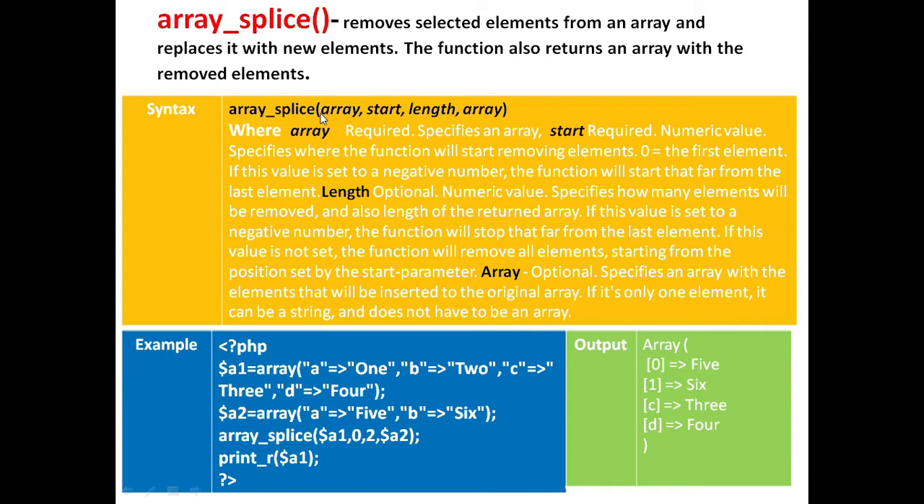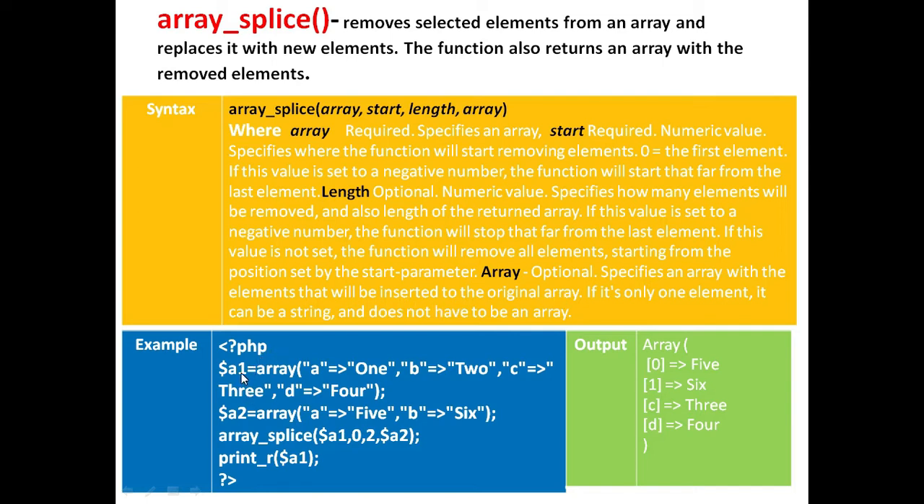General syntax is array splice, array, start, length and array, where array is the name of the array, start is a numeric value which specifies where the function will start removing elements, length is the numeric value which specifies how many elements will be removed, and array specifies an array with the elements that will be inserted into the original array.